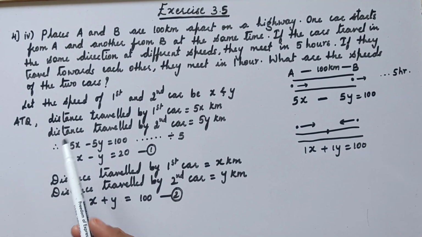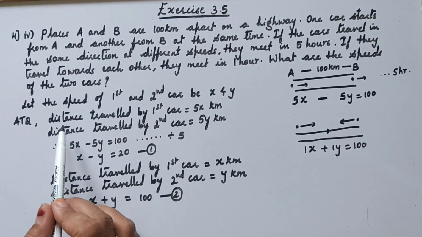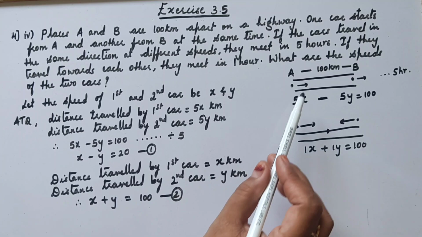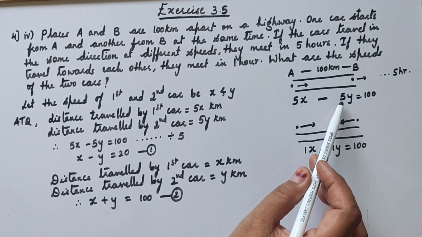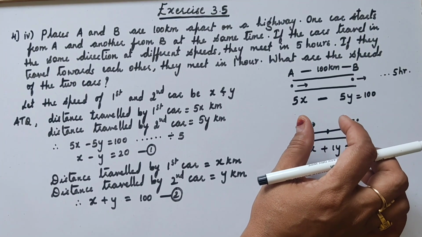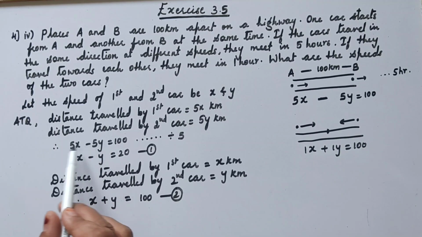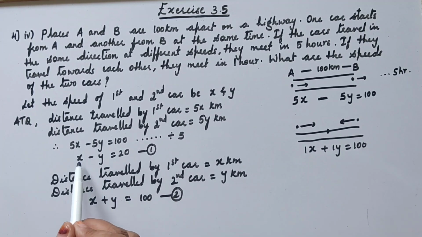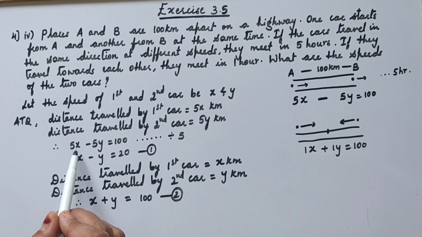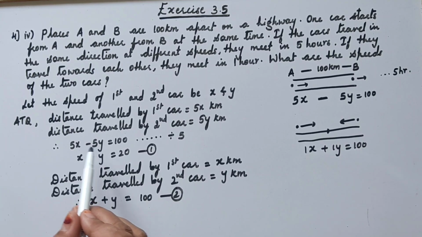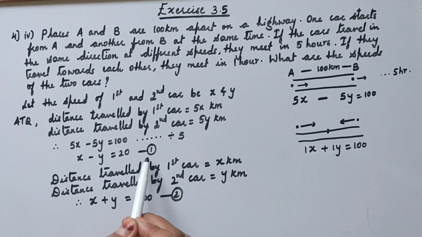I have written here, students, let the speed of the first and second car be x and y. Distance traveled by the first car is 5x and the second car 5y. Both have traveled with different speeds, that is 5x minus 5y equal to 100. This is divisible by 5, so I got x minus y equal to 20. So I got the first equation.